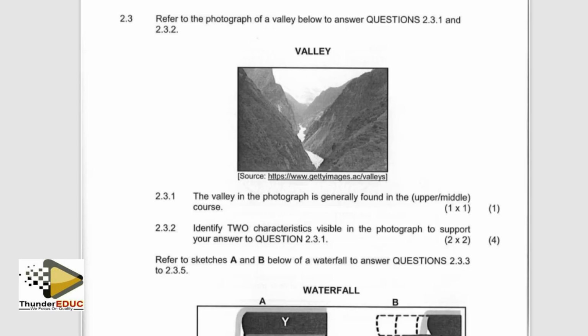The first question is, the valley in the photo is generally found in which stage? Obviously, it's the upper course. It can't be middle because this is a narrow valley, or V-shaped. You can see a V formed there.